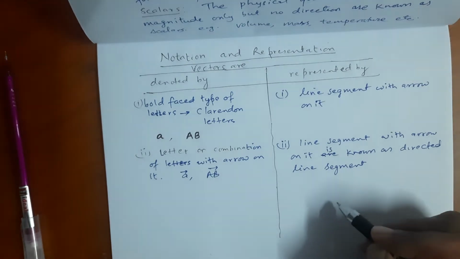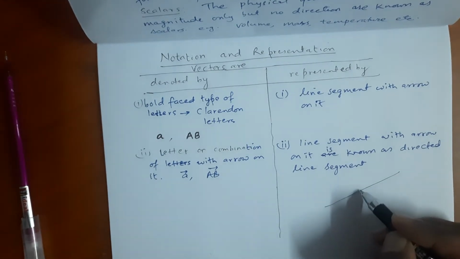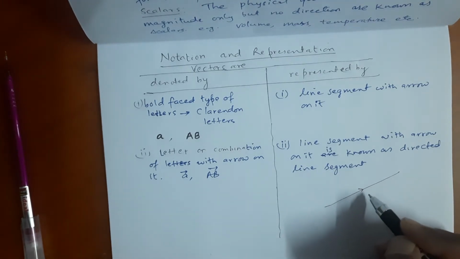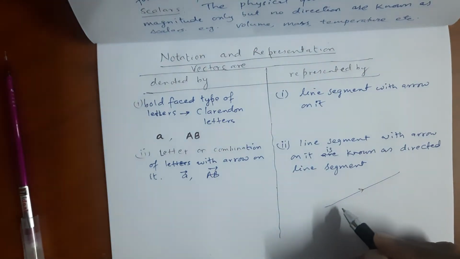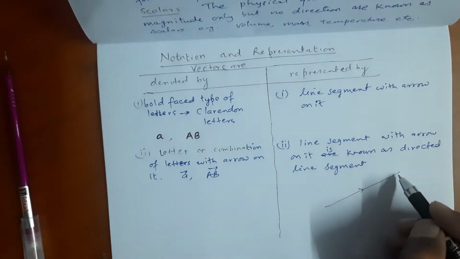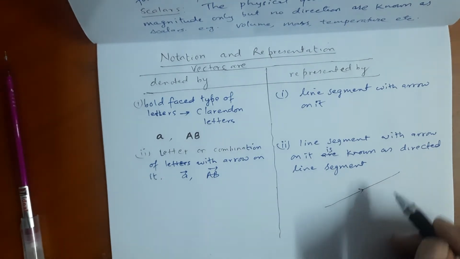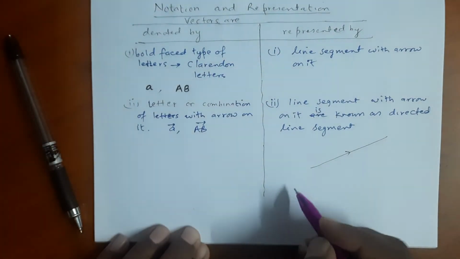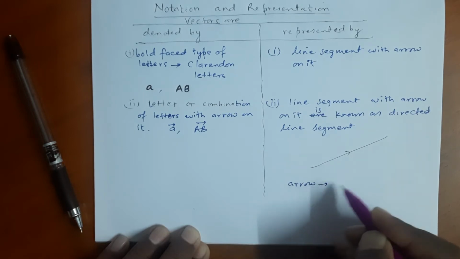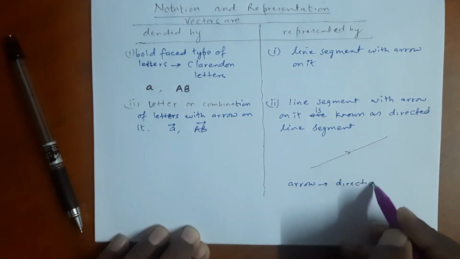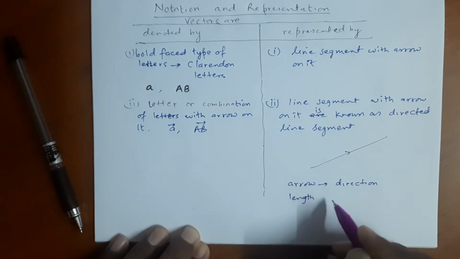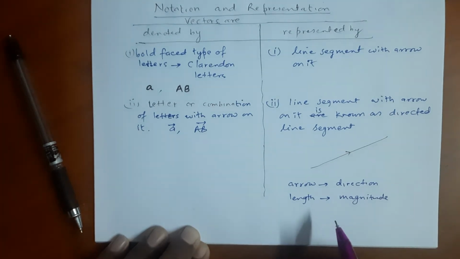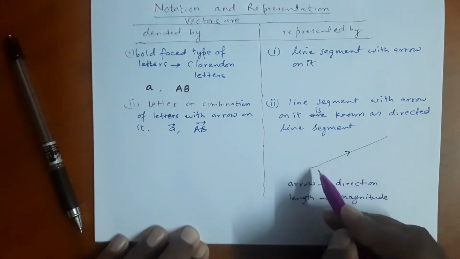Okay, so here this is the directed line segment, and this arrow shows the direction, and the length of the line gives us the magnitude of the vector. The arrow is in this direction, so the direction is from this point to this point.